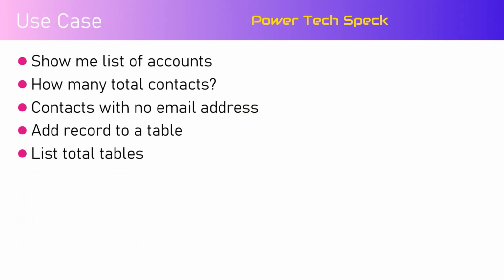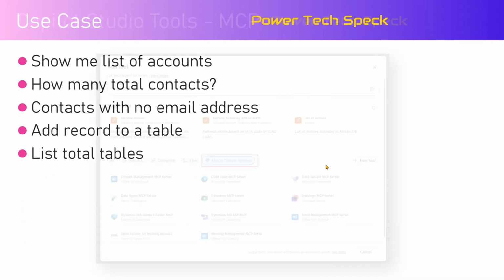Now, some of the use cases I can think of: say you have a query to be performed like show me the list of accounts, or how many total contacts, or contacts with no email address, or we can make a complicated query like contacts whose name starts with A, reside in Seattle, with no email address. We can add a record to the table with or without a specific column. We can list the total tables that are available. So there are many boundless use cases which we can utilize to perform that action.